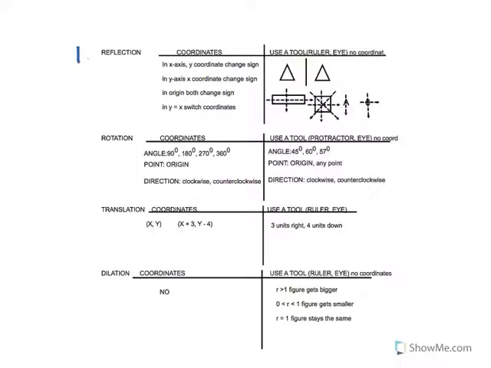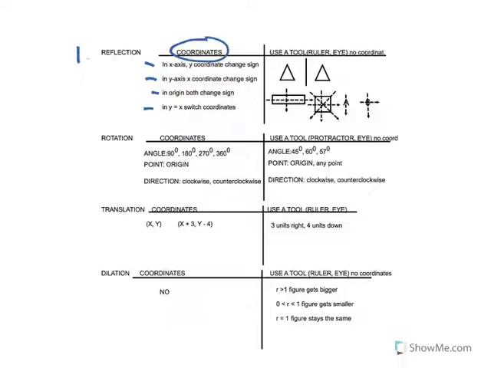Here, the chart goes over how we change the coordinates when we do a reflection. In the x-axis, the y-coordinate changes sign. In the y-axis, the x-coordinate changes sign. In the origin, both change sign. And in y equals x, we switch the coordinates.